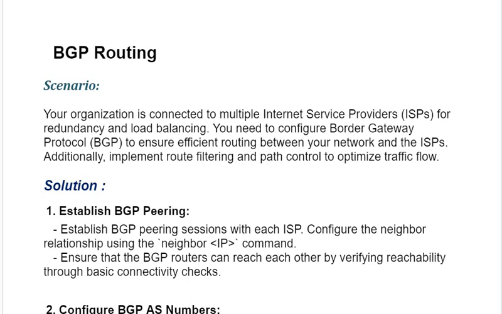Our first solution is establish BGP peering. Establish BGP peering sessions with each ISP. Configure the neighbor relationship using the neighbor (IP) command. Ensure that the BGP routers can reach each other by verifying reachability through basic connectivity checks.